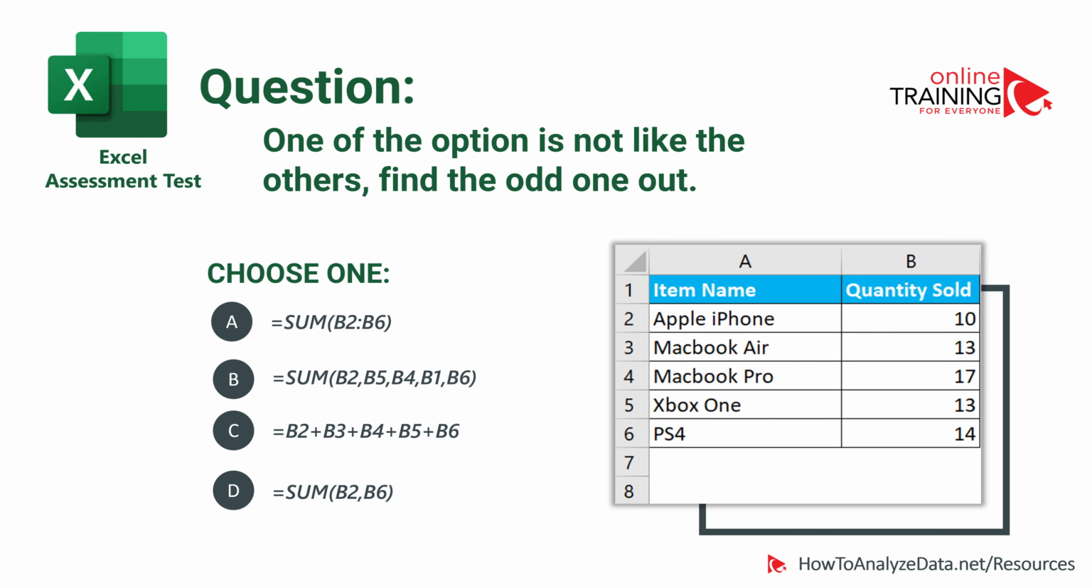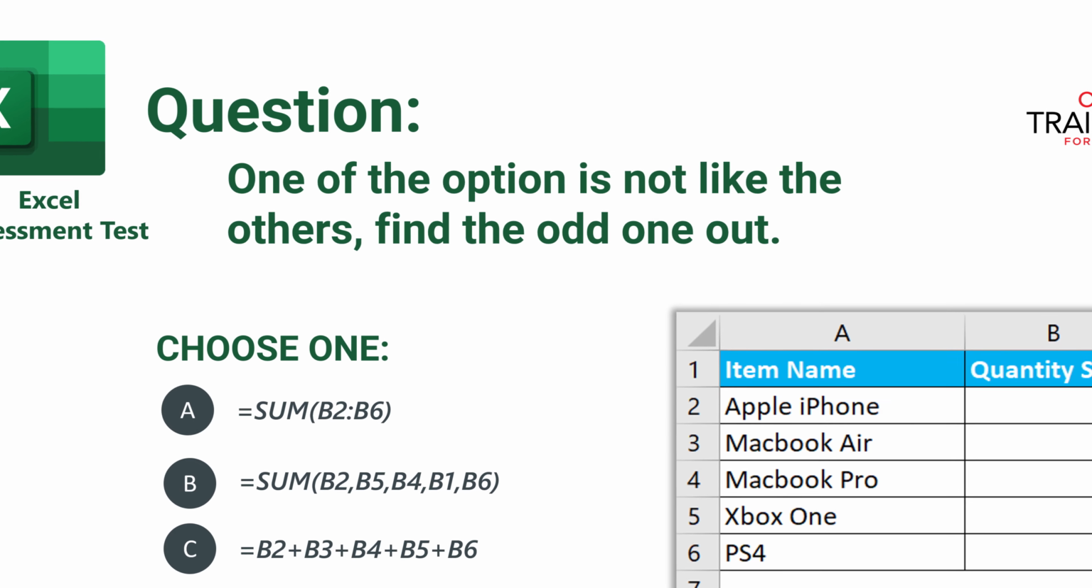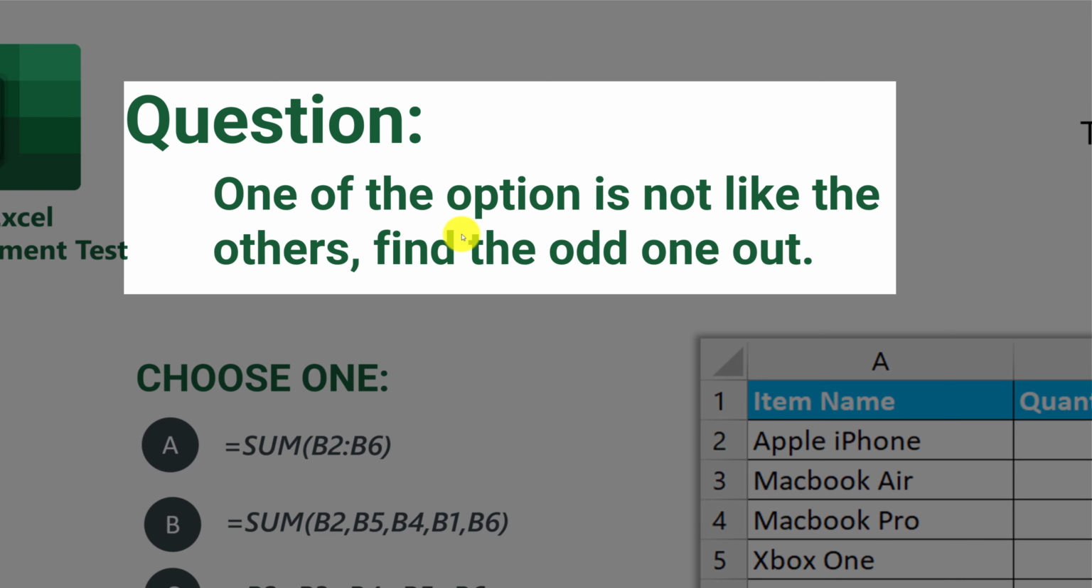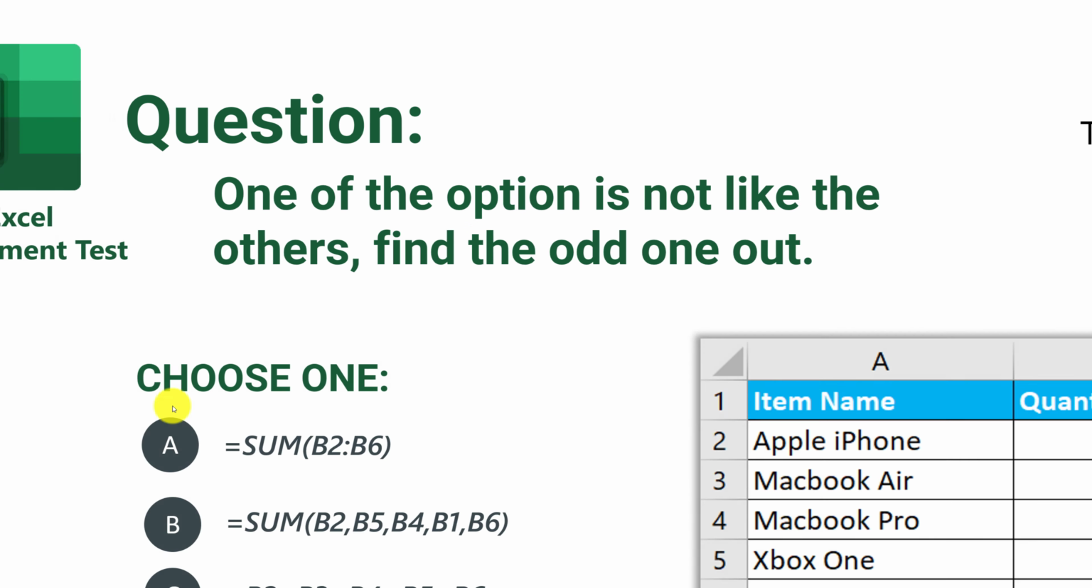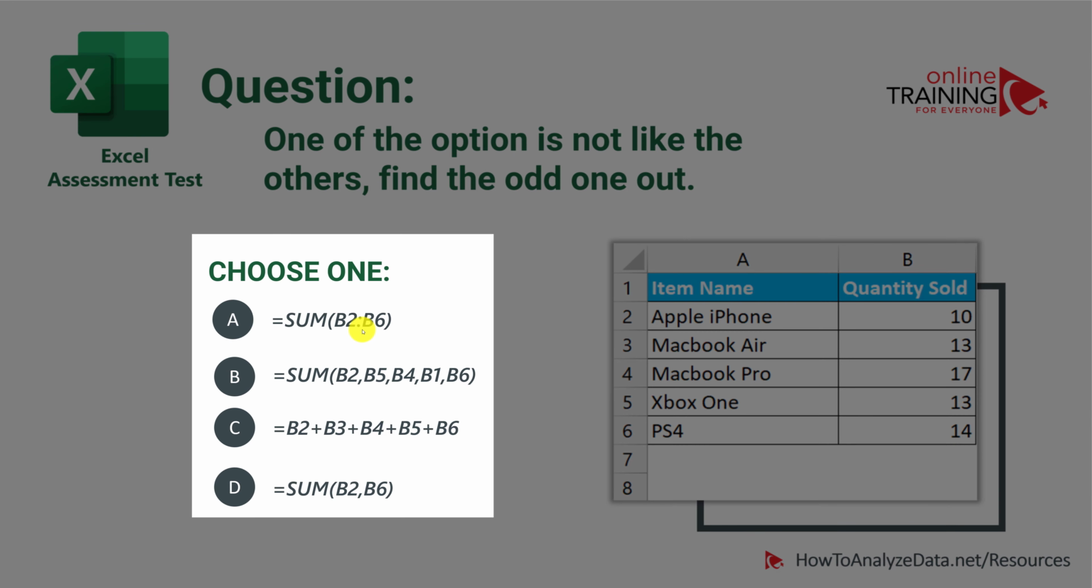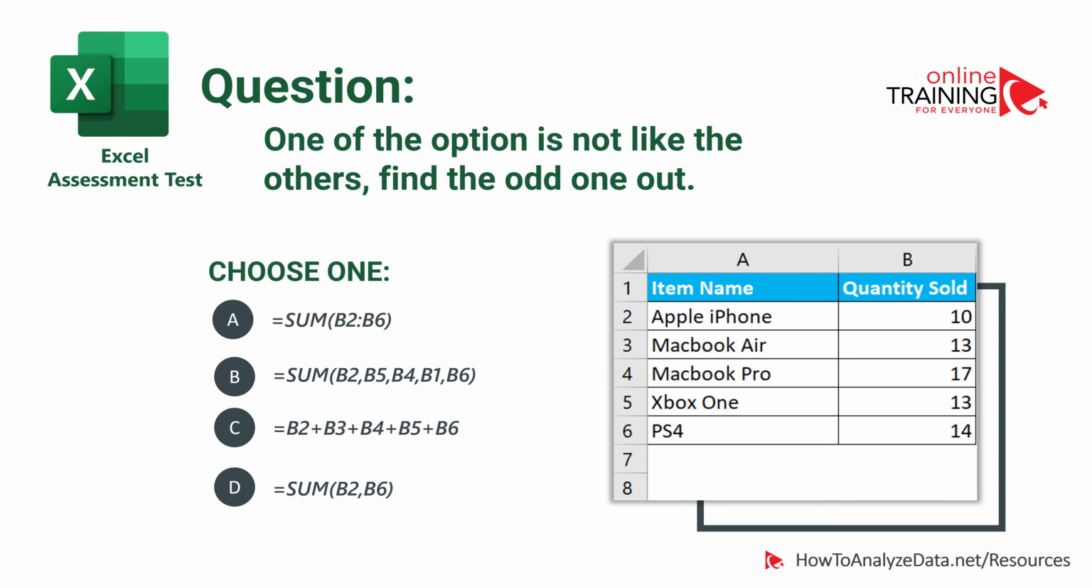Let's look at the question that tests your knowledge of Microsoft Excel formulas and functions. One of the options presented is not like the others. Find the odd one. So which one would you choose? Option A, we have some function. B, also some function, but lists the value. Then you have choice C, which is we're adding 5 values, and then choice D, which is sum of B2, comma B6. So which one do you think is the right choice here?